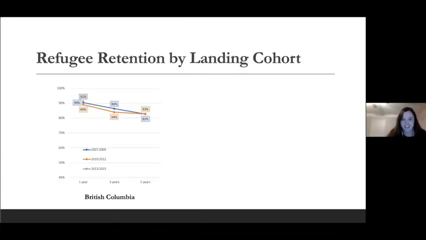Great, thanks, Jonathan. Yeah, so we're going to start with looking at BC. So notice that retention is quite high and fairly similar across the 3 cohorts, with 1 year retention around 90% and 5 year retention at 83%. So we're seeing a decent amount of stability in these rates over time. Of the 4 provinces we looked at in our report, retention rates in BC were the second highest. So some degree of mobility is to be expected, but we can see that most refugees who arrive in BC settle there for at least 5 years.